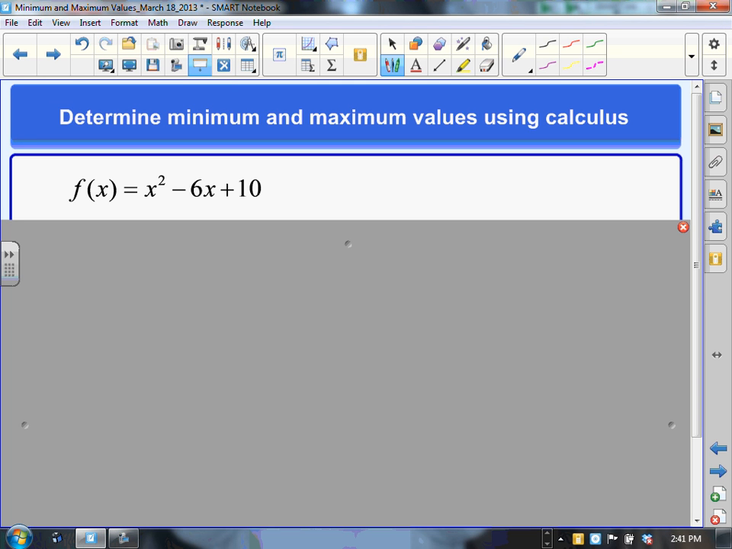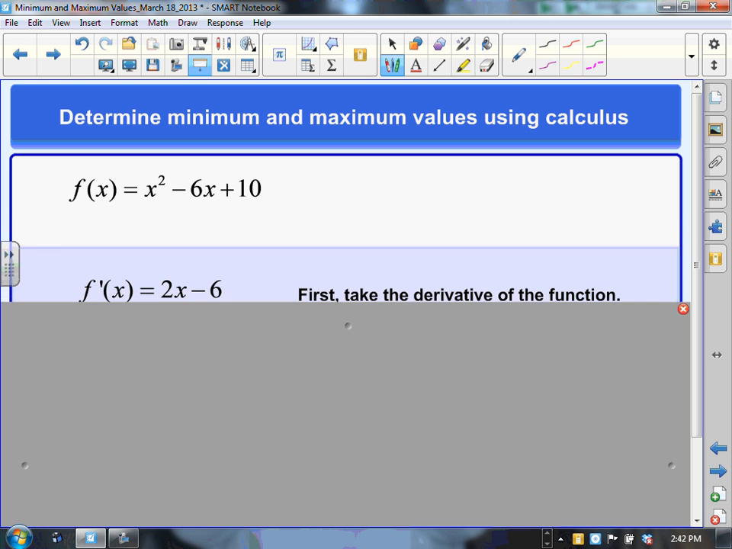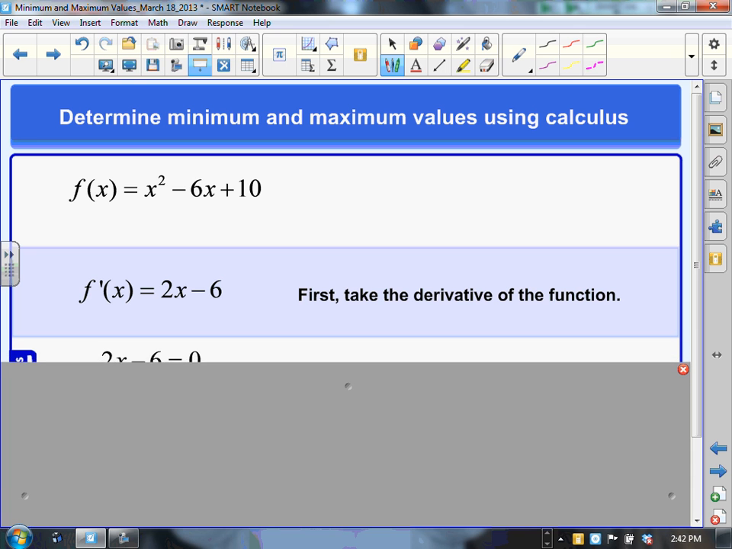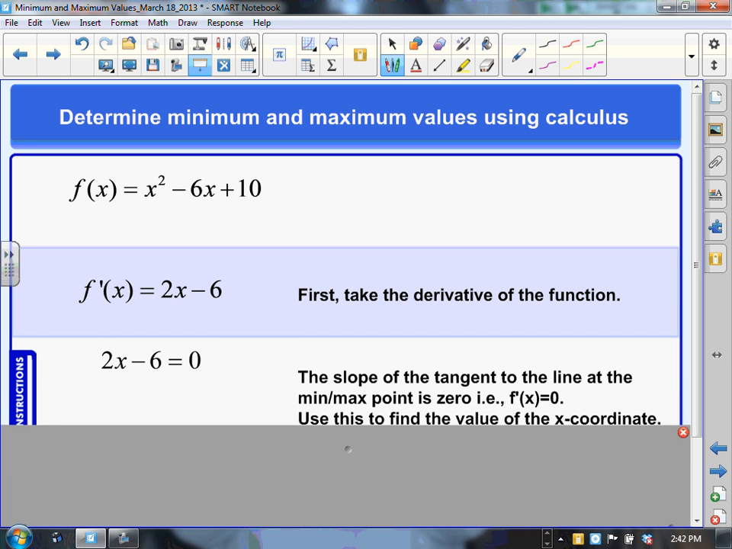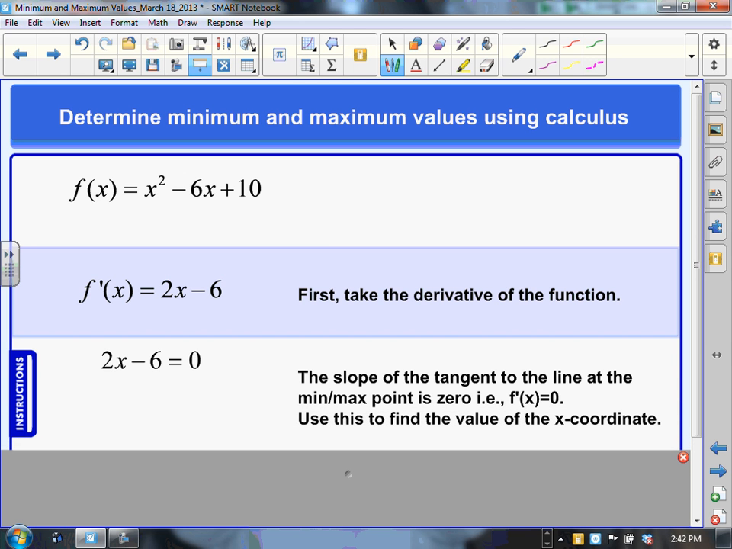So we're going to determine the min and max values using calculus for this one. So based on this function, what we'll do, of course you have to pause the video as we move forward, is we'll take the first derivative of the function. So we have a linear function of 2x minus 6, and then what we'll do after that is we're going to determine the slope of the tangent to the line at the min-max point. And at those points, as just mentioned, the slope is 0.